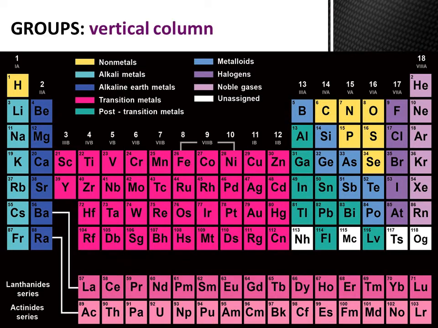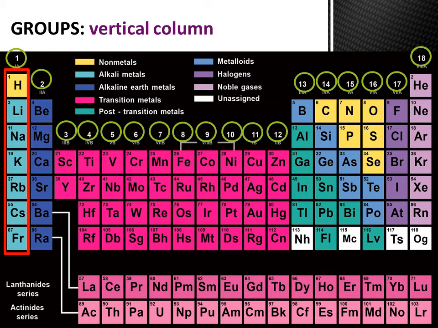Group. A vertical column in the periodic table is called a group. The groups in the periodic table are numbered from 1 to 18. Example: group 1 contains hydrogen, lithium, sodium, potassium, rubidium, cesium and francium.